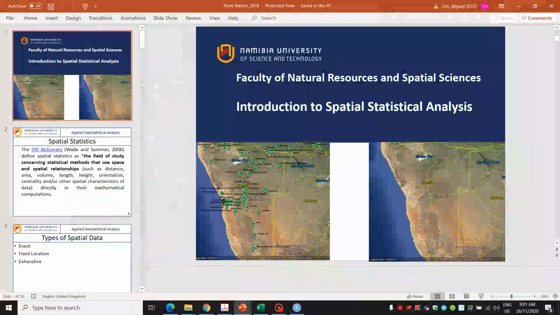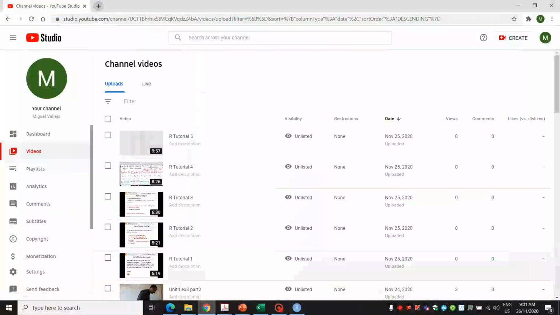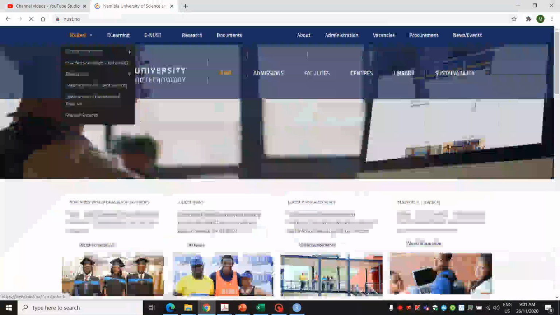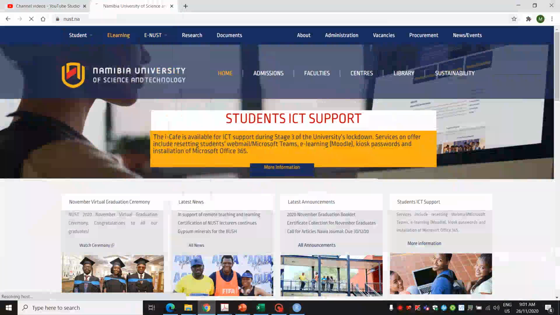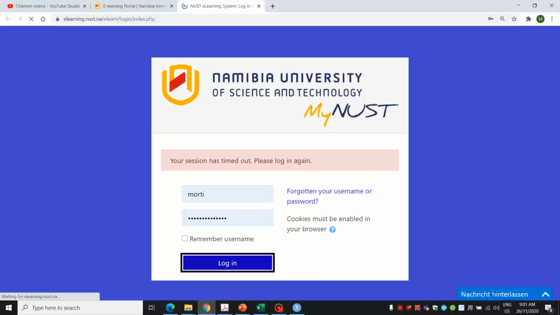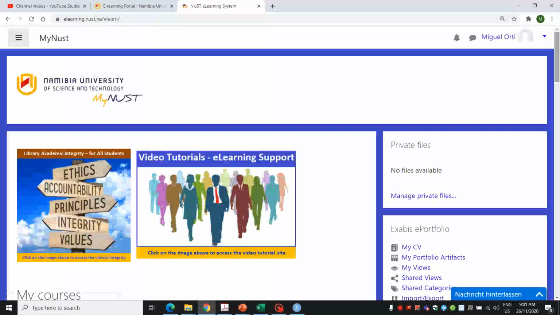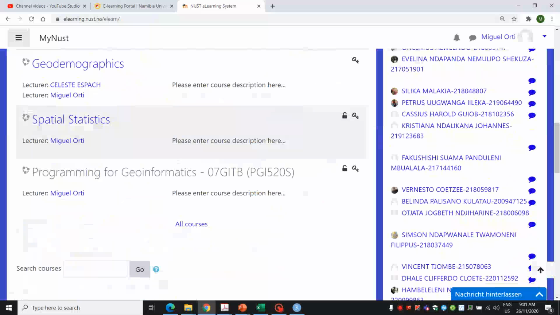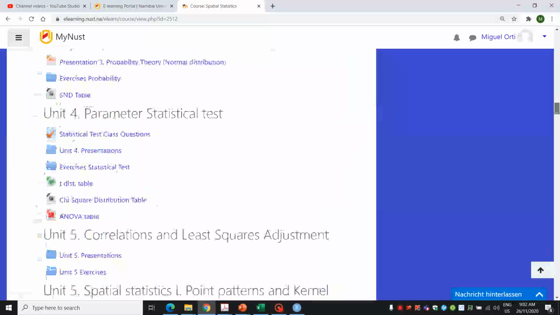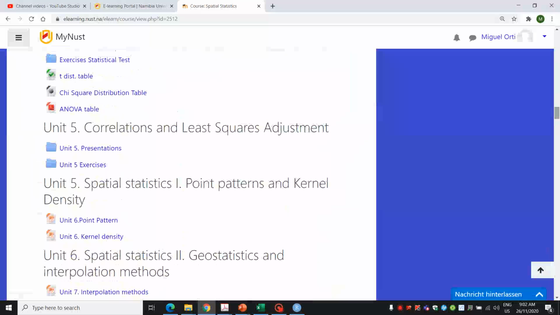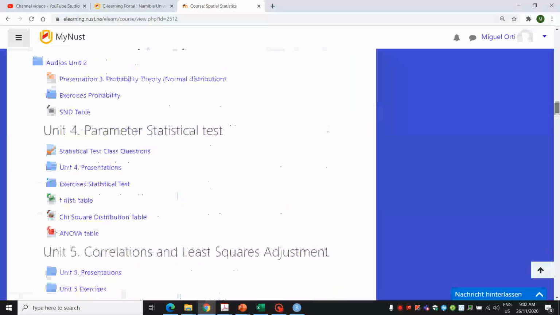Okay, so we continue with the next unit about point patterns. You will check in Moodle where this material is uploaded. Okay, so it's basically the unit.